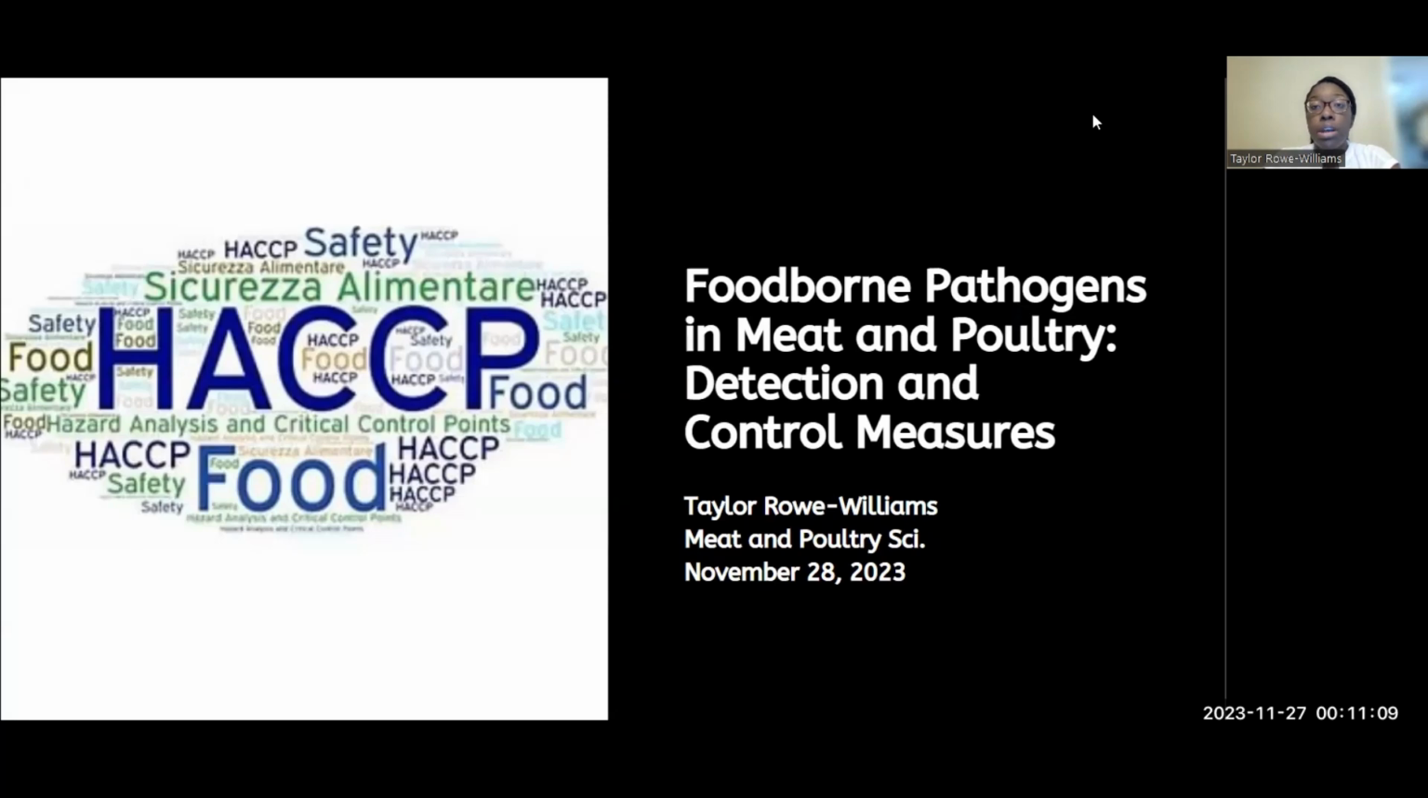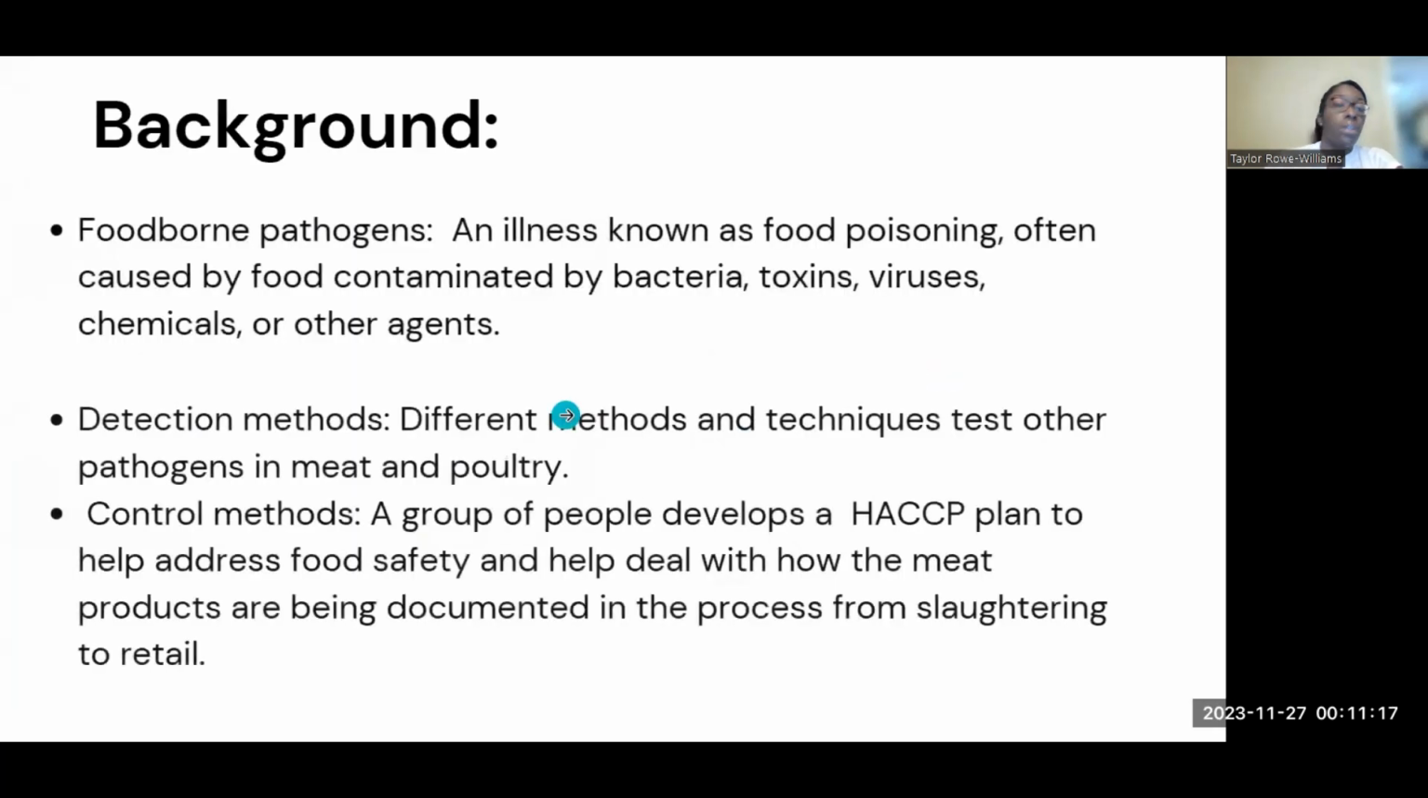Today I'll be talking about food pathogens in meat and poultry: detection and control measures. A little background on food pathogens: it's an illness known as food poisoning, often caused by food that is contaminated by bacteria, toxins, viruses, chemicals, and other agents.